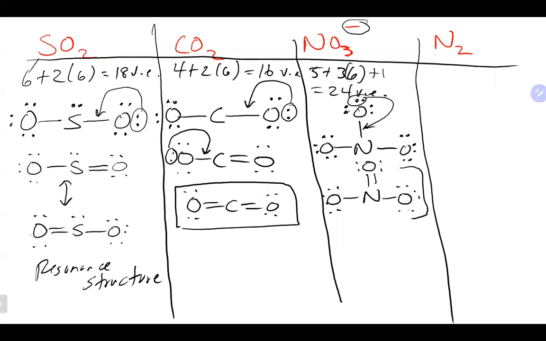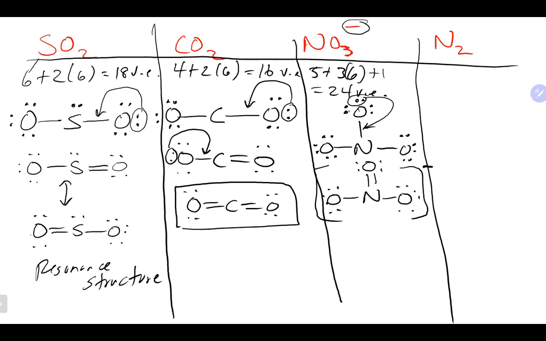And really should put a bracket around it with a negative charge. You could draw two more resonance structures for that one, where you double bond to the left or double bond to the right. Again, either one would have been perfectly fine. Any questions on that one there?